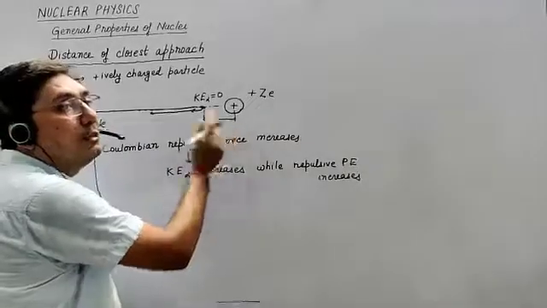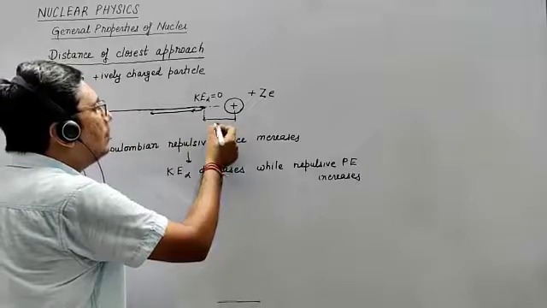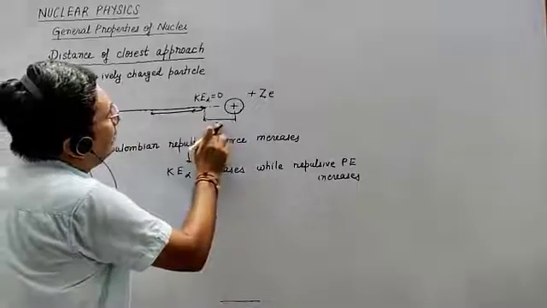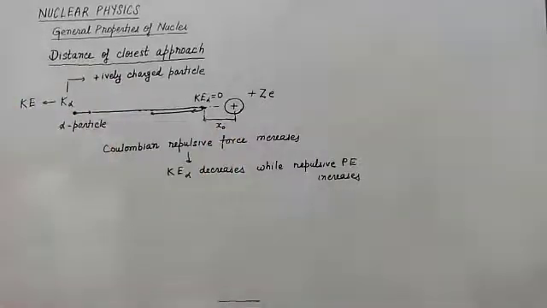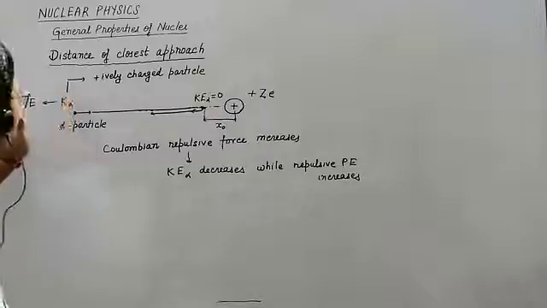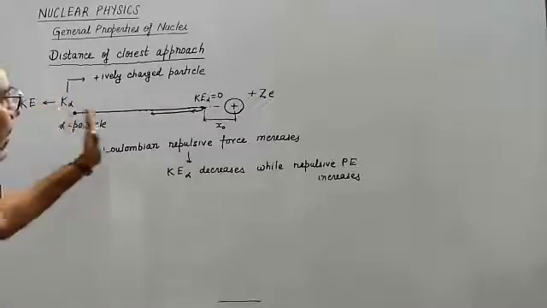This is known as the distance of closest approach. Suppose this distance is R0, or I can assume this as X0. Suppose X0 is the distance of closest approach. So what is happening here? We have launched an alpha particle with kinetic energy K alpha towards a nucleus.